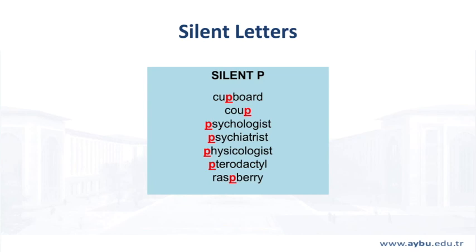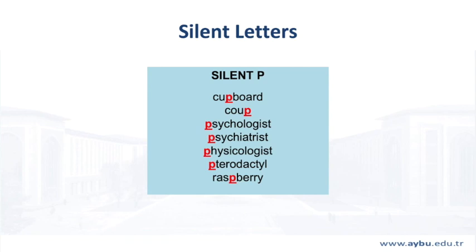And silent P. The examples here should be pronounced as cupboard, coup, psychologist, psychiatrist, physiologist, pterodactyl, raspberry. You shouldn't pronounce P in any of these words.